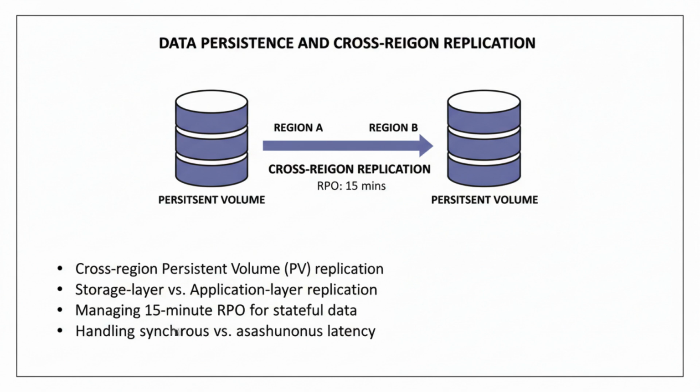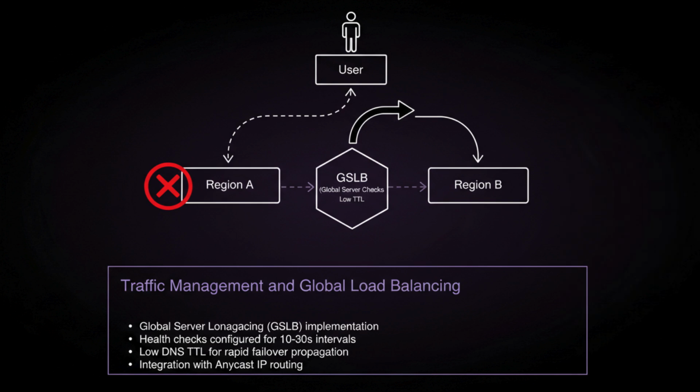We must also consider the latency introduced by synchronous replication versus the data loss risks of asynchronous replication in our design. Failover is only effective if your users can find the new endpoint. Global Server Load Balancing, GSLB, is the key.